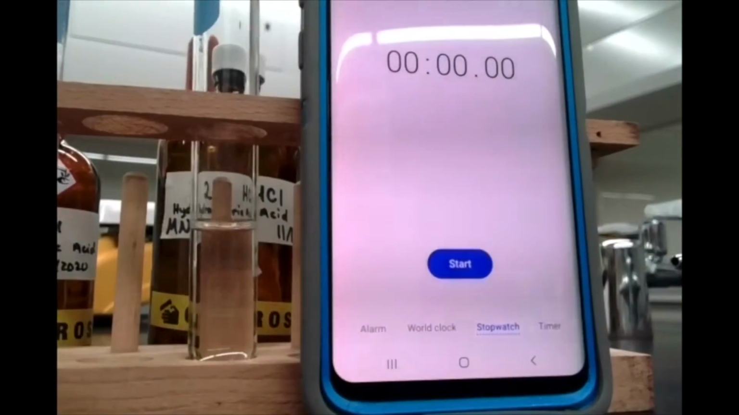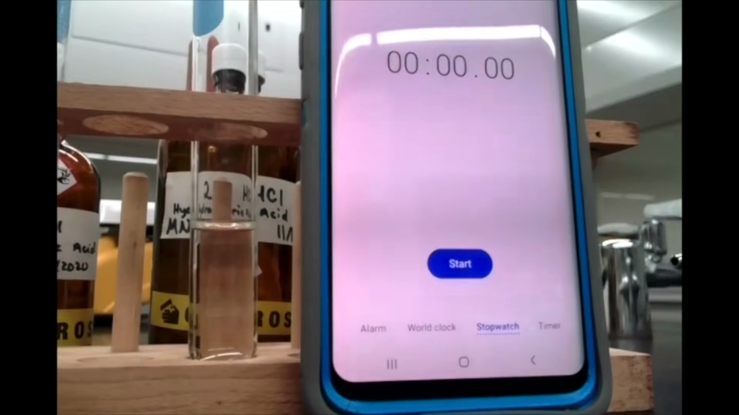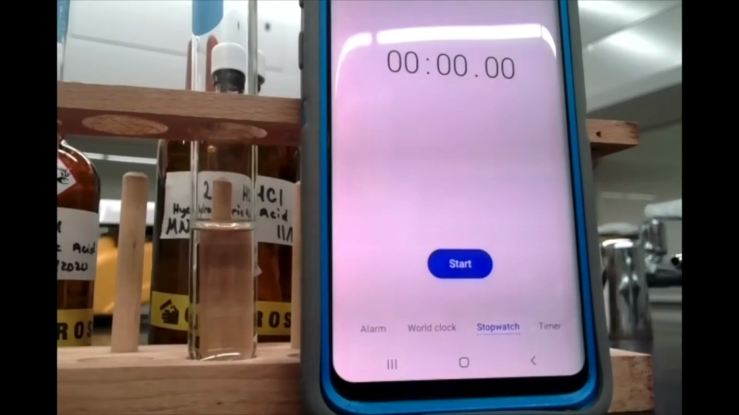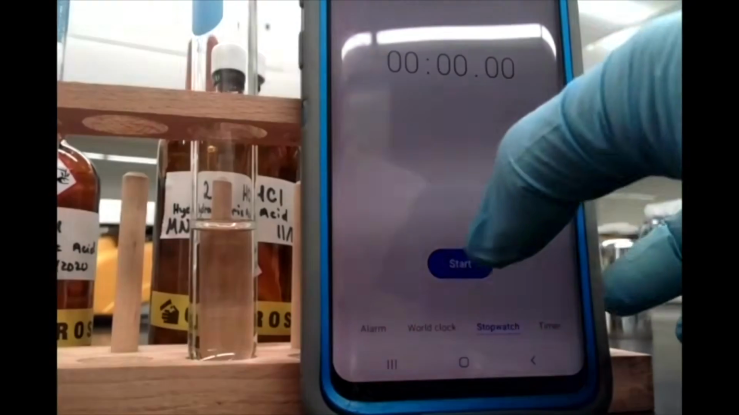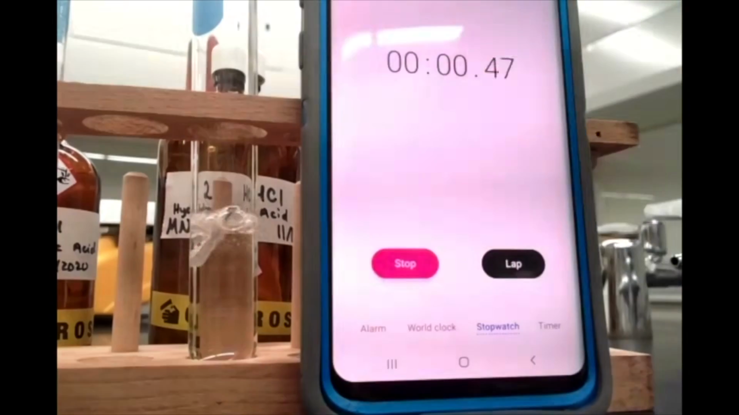Alright, next up we have our 2 molar hydrochloric acid. So same thing, we'll go ahead and drop our magnesium in. We've got our magnesium ready here, and we'll start our stopwatch as soon as we do that. And go.